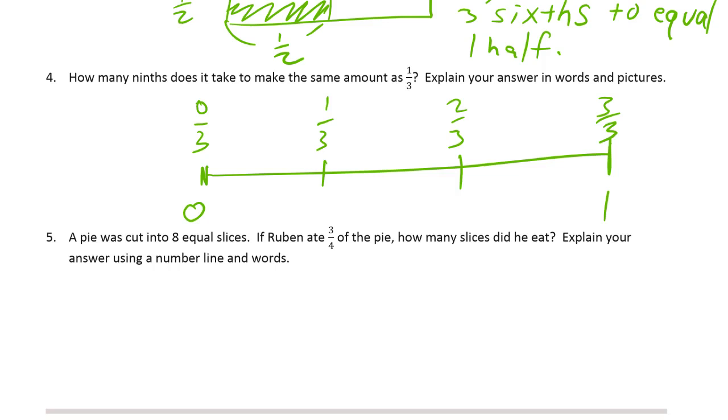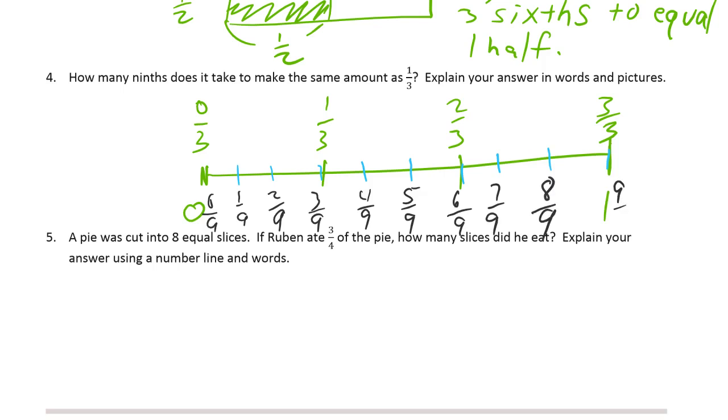And now I'm going to label ninths. Let me use a different color for that. Let's see. Ninths. I'm gonna need... There. And if I'm gonna label those, it's gonna be 0/9, 1/9, 2/9, 3/9, 4/9, 5/9, 6/9, 7/9, 8/9, and 9/9.